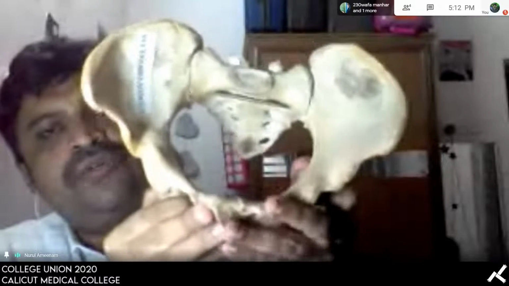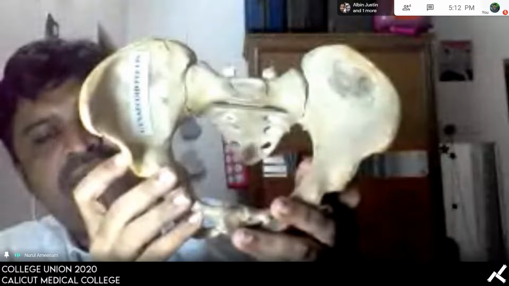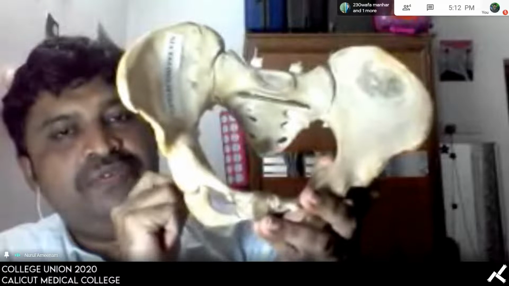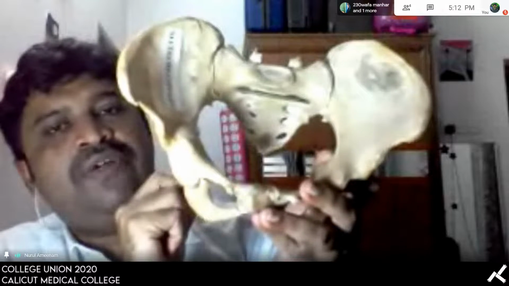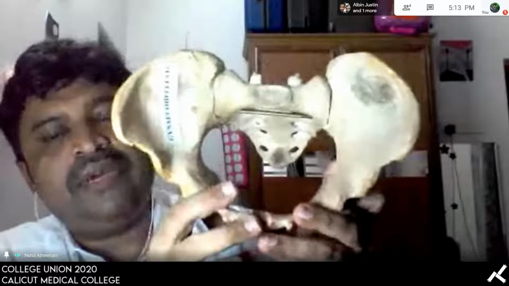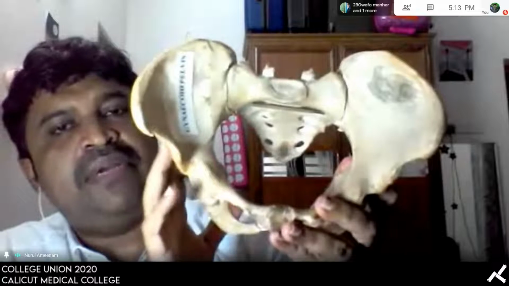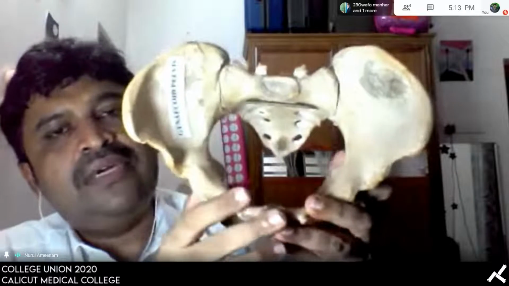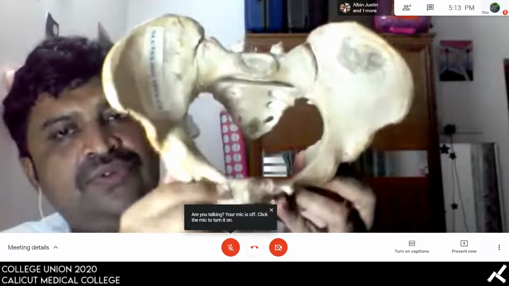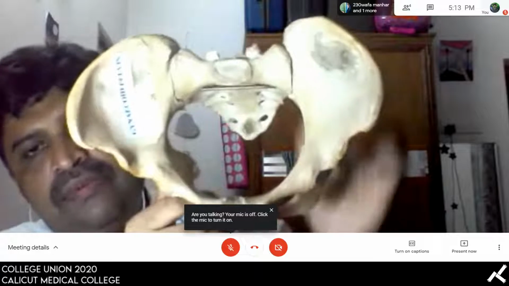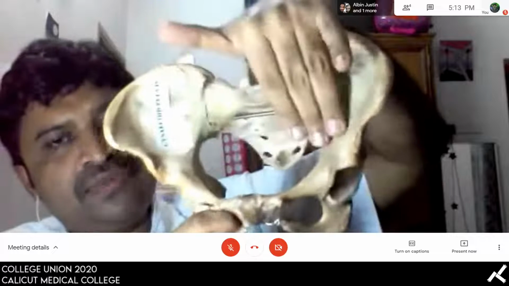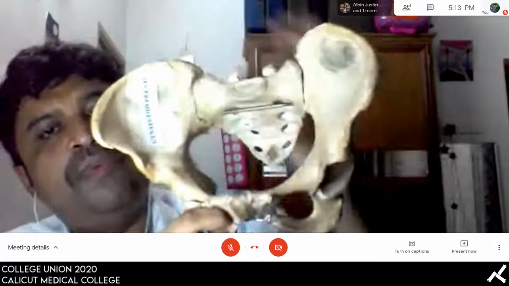So whenever we talk about different parts of the pelvis, we also talk about some important measurements. We have learned to measure the pelvis, which is how we know whether it is adequate. Coming to the inlet, we have different diameters. Mainly there are 4 important diameters in the inlet: anteroposterior, transverse, and 2 oblique diameters.